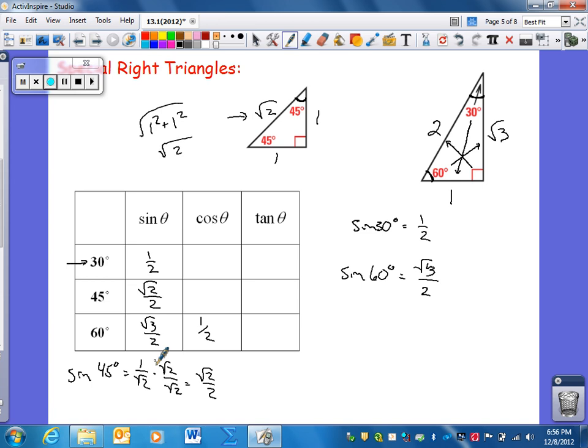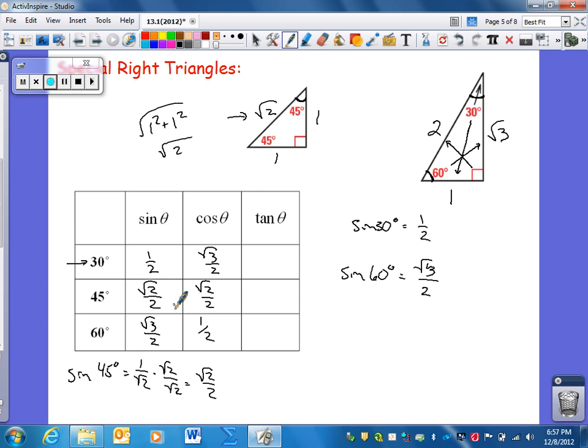What's the complementary of 45? Well, that's 45, so it's the same angle. And if we do the complementary of 60, well, that's 30, so then it's going to be root 3 over 2. You're going to get the same answers. Sine of 30 is 1/2. Cosine of 60 is 1/2 because 60 is the complement of 30.